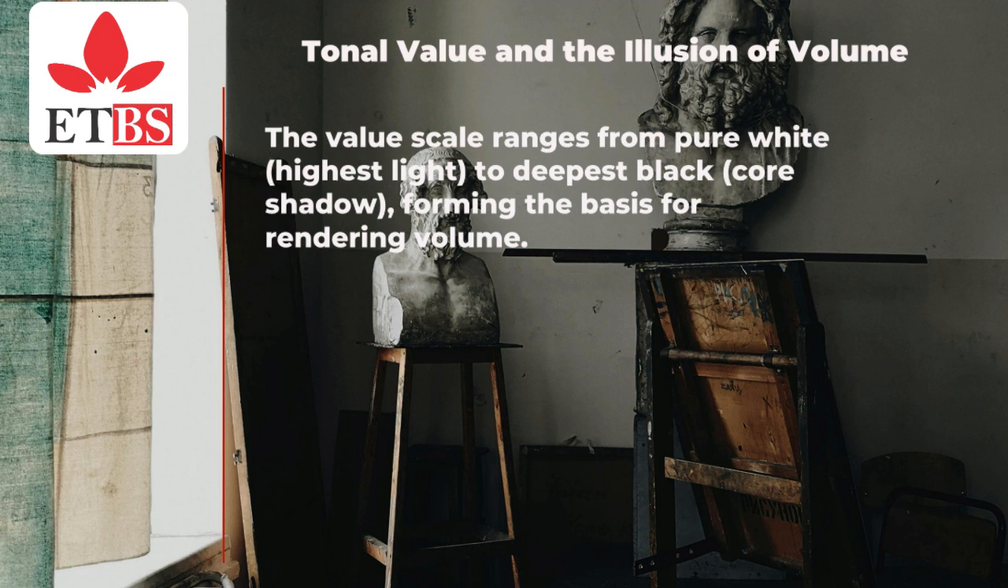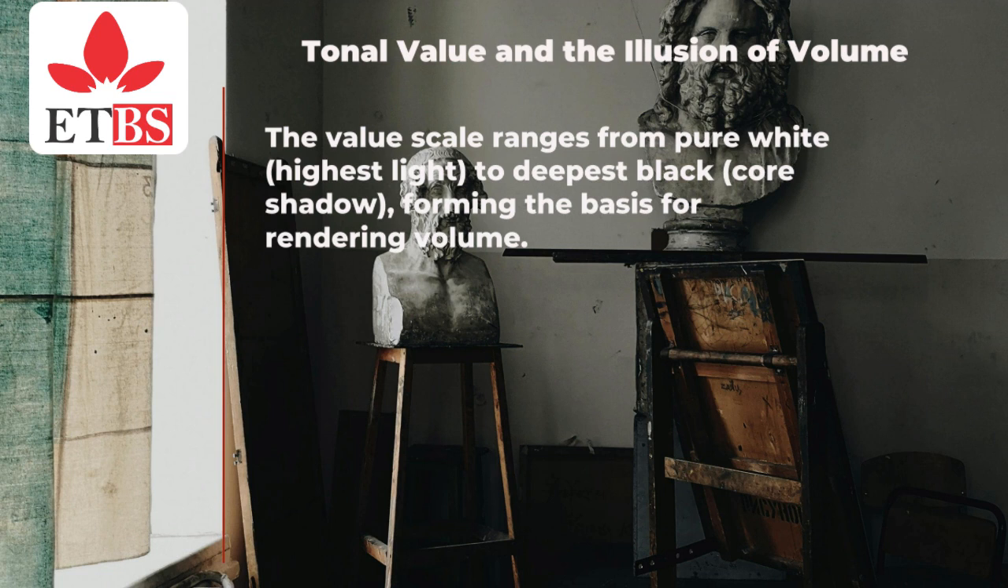Highlight: where light hits the object most directly. Light mid-tone: transition between highlight and mid-tone. Core shadow: darkest part of the object not receiving light. Reflected light: light bouncing back from nearby surfaces.